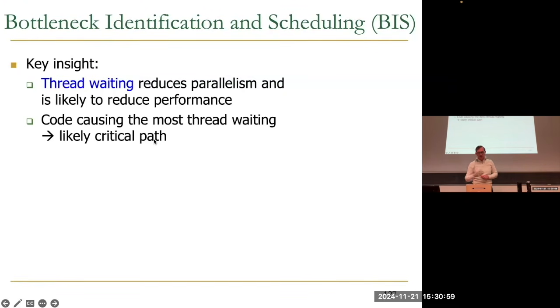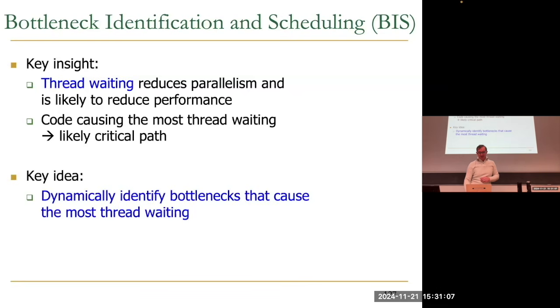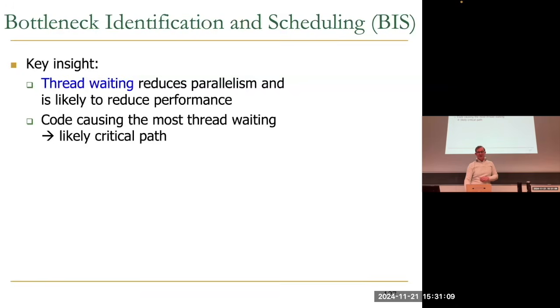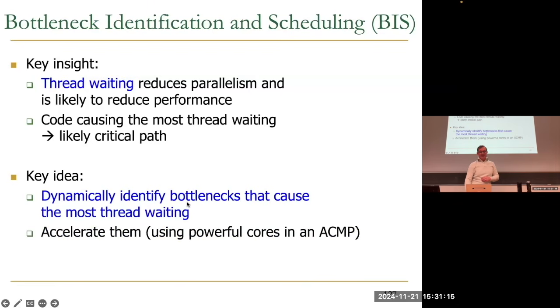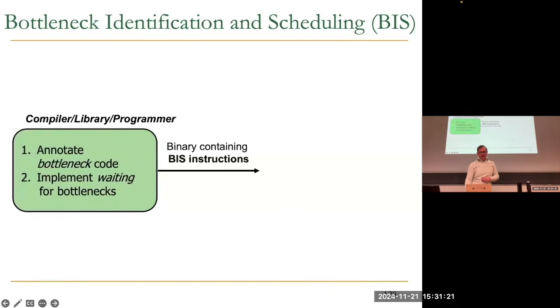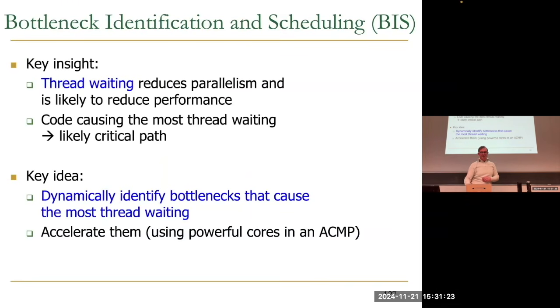This is not always the case, of course, but this is a heuristic that we're going to use to decide what code to prioritize to accelerate. You could use different things, of course, as we will see. So the key idea here is to dynamically identify the bottlenecks that cause the most thread waiting and accelerate them. In this particular case, we're going to use powerful cores in an asymmetric multi-core processor. But you could actually do other things, as we will briefly discuss.